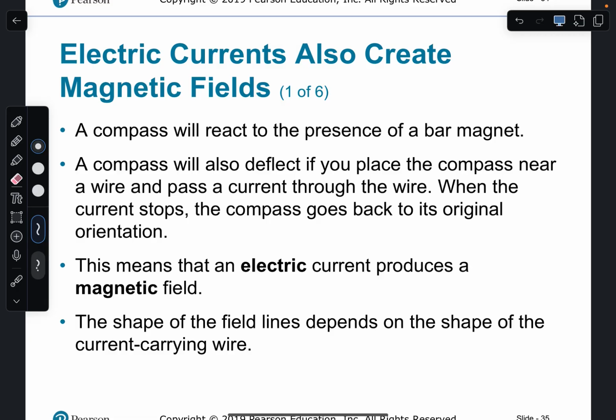If I hook up a power supply to a resistor and a wire and I get current to flow in that wire and I bring a magnet nearby, you're going to see an interaction between the two. So electric currents also produce magnetic fields. The shape of the field line depends on the shape of the current carrying wire. So we're going to look at a couple different configurations, okay?